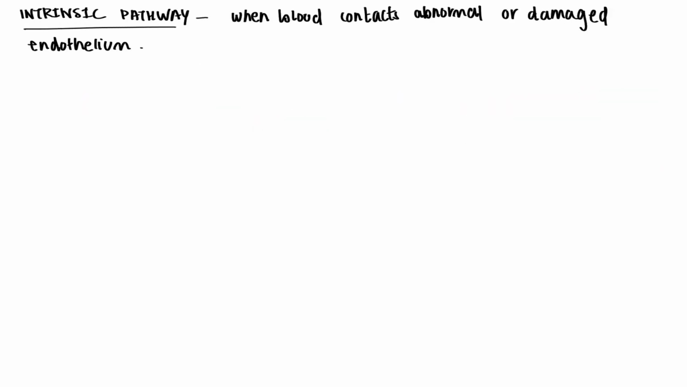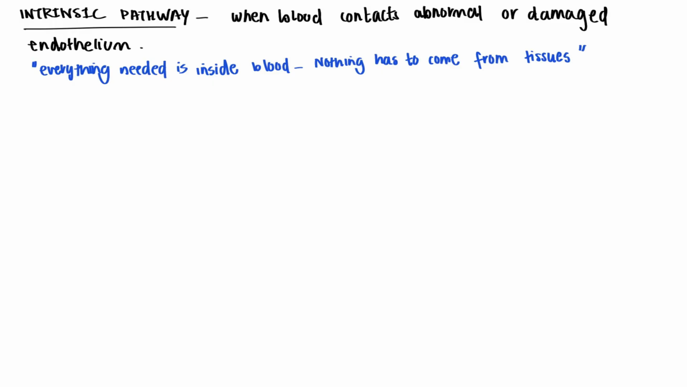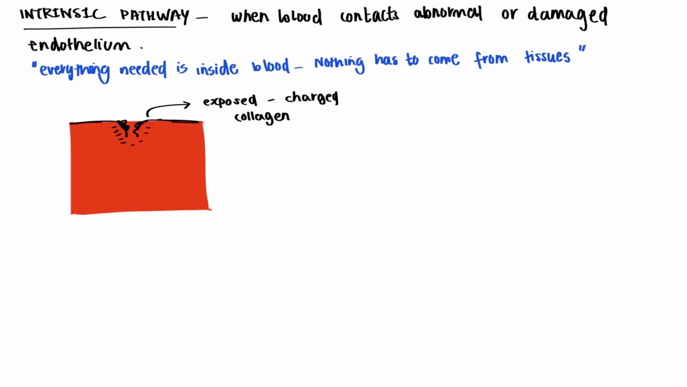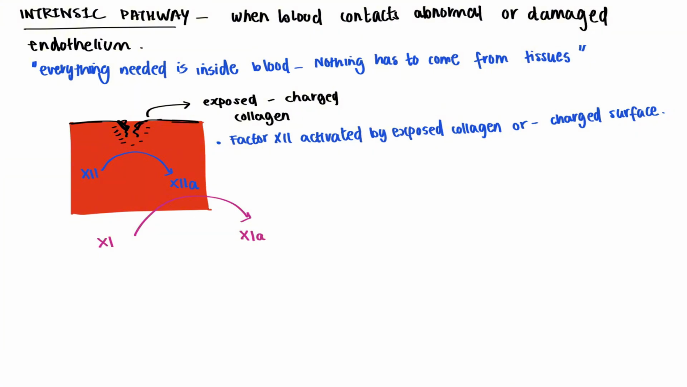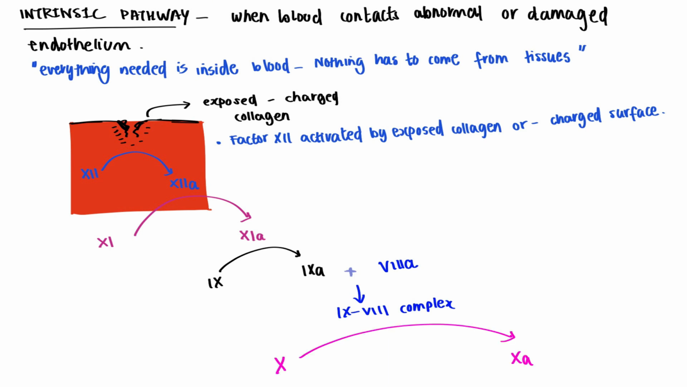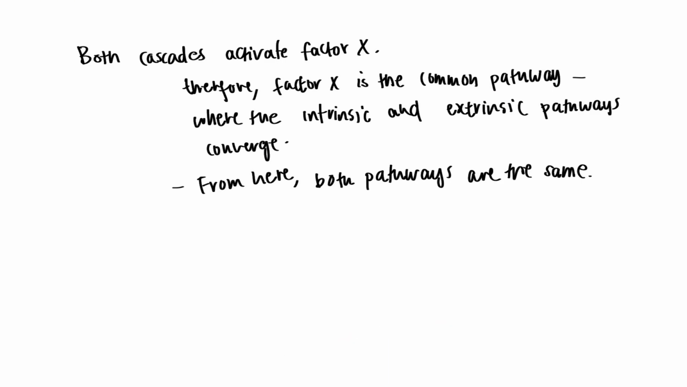The intrinsic pathway is triggered by damage to the endothelial surface inside the vessel. Exposure of negatively charged collagen activates factor 12, which then activates factor 11, which activates factor 9. Factor 9A combines with factor 8A to activate factor X. Both pathways lead to formation of factor XA, which marks the start of the common pathway.